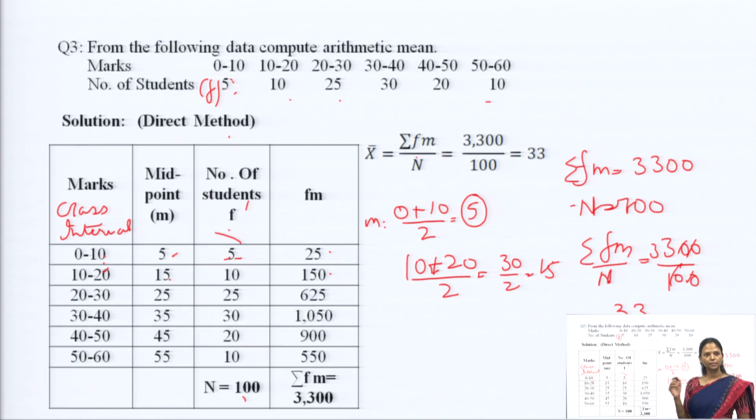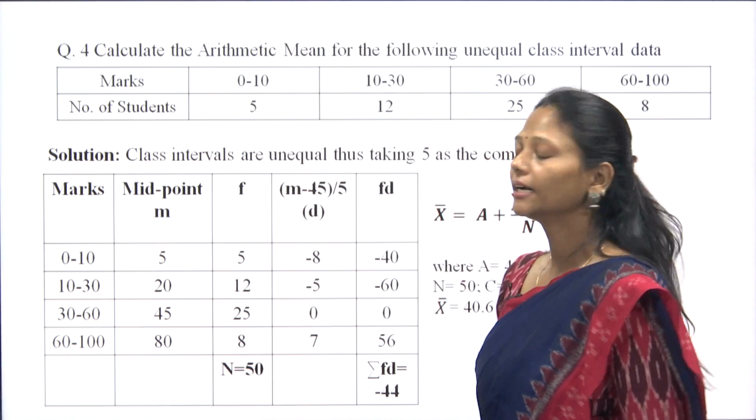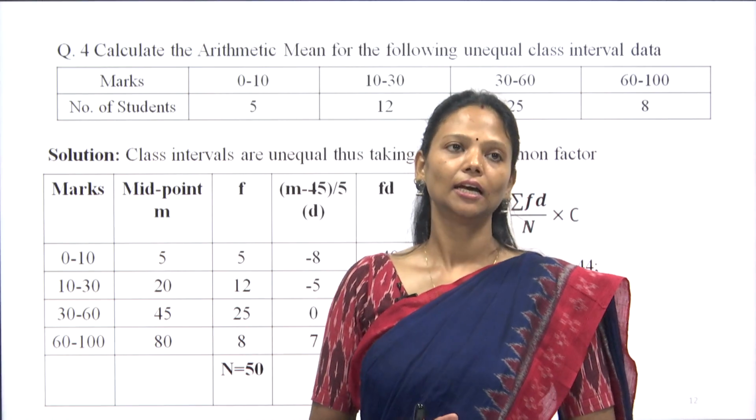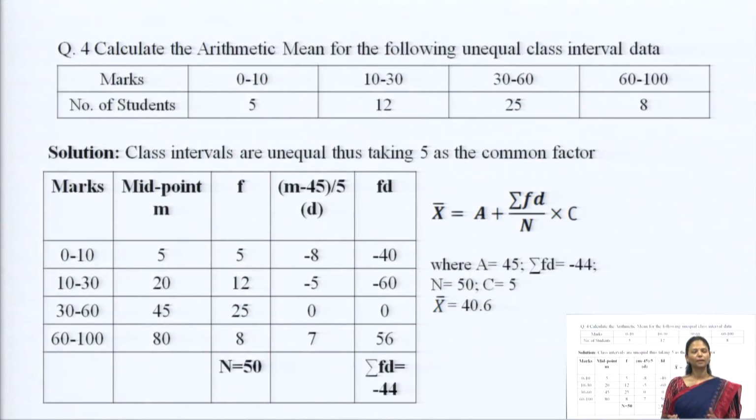In the earlier question we got 33, and here also we have got 33. So, this also shows that if the same question is solved by two different methods, the answer remains the same. Now, the earlier question had equal class intervals, but if we do not have equal class intervals, how do we solve that question?